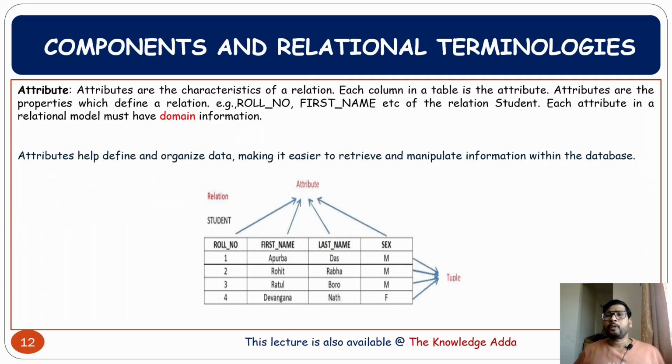Now, an attribute is just like a column. Suppose you are creating a table. Okay, you are just creating a table.